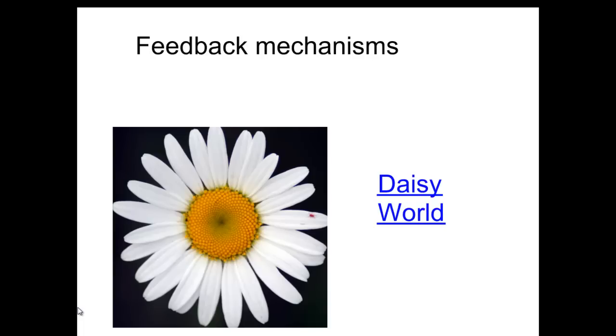What happens when the white daisies take over the world? Why do they take over, and what happens as a result of them taking over? Likewise, when the black daisies take over, what happens and why? So as you watch the Daisy World website, go ahead and make notes to the right of this slide about the feedback mechanisms that are operating in Daisy World. Pause here, jump out to Daisy World, and then rejoin me, and we'll talk specifically about feedback mechanisms.